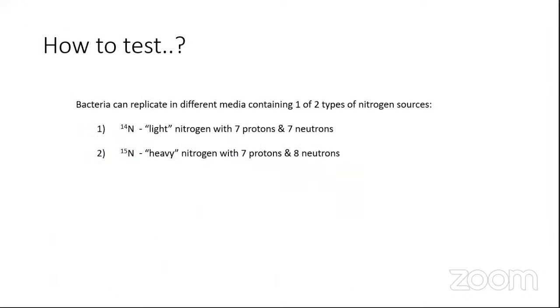So how do we test what is the correct mode of replication found in a cell? For that, they cultivated a bacterium, E. coli, in two media which have two types of nitrogen sources. The first one was with N14, which is called light nitrogen. It has around seven protons and seven neutrons. And the next is with heavy nitrogen, an isotope of nitrogen, N15. It has around 7 protons and 8 neutrons.